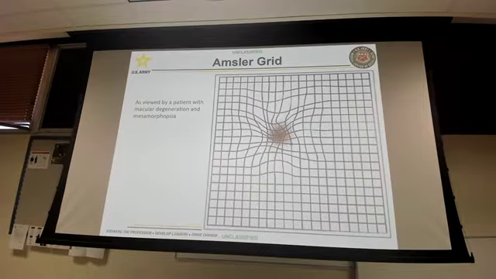And this could be what a patient would report. This is highlighting metamorphopsia, so straight lines do not appear straight anymore.